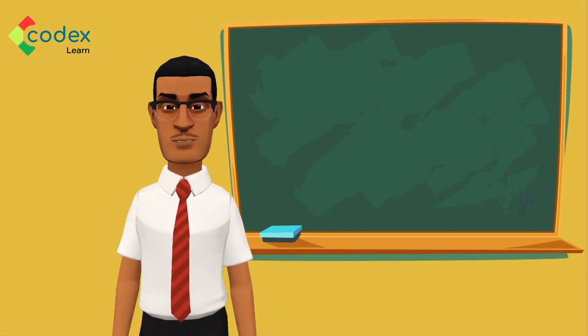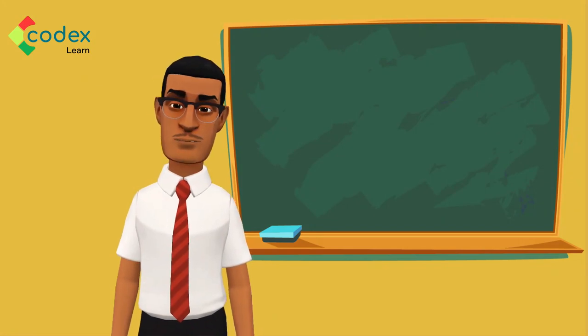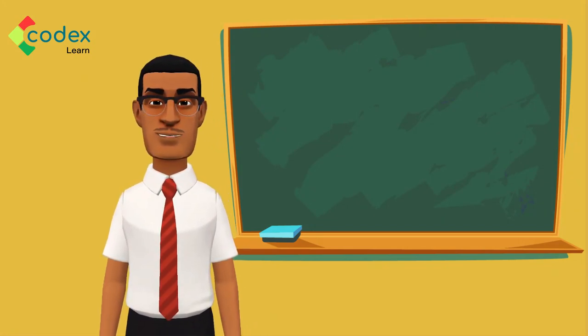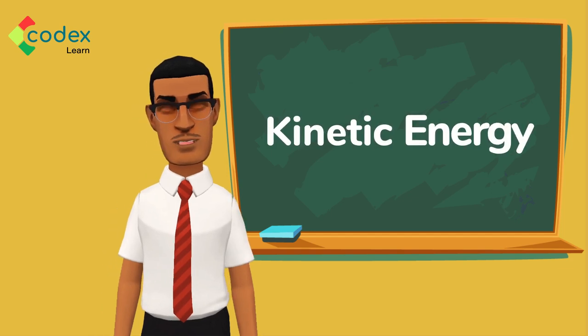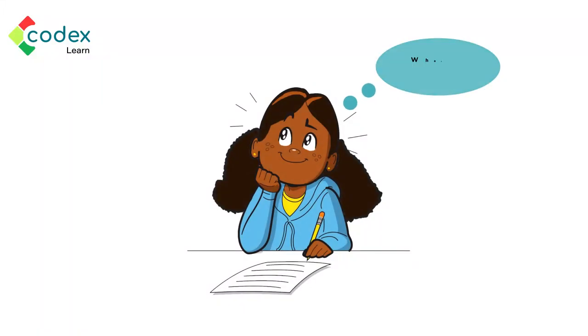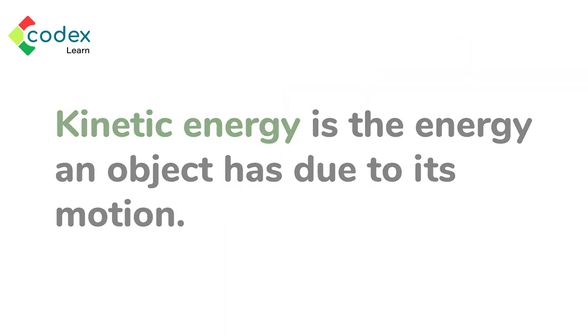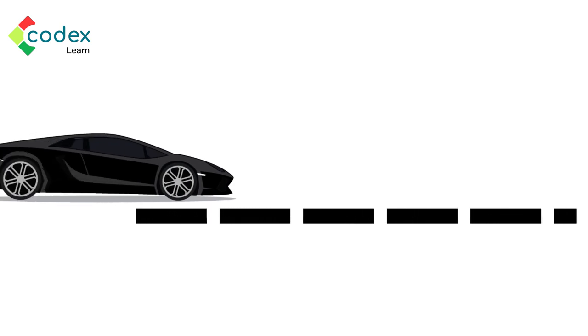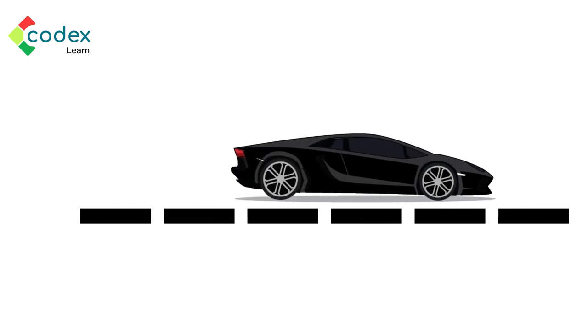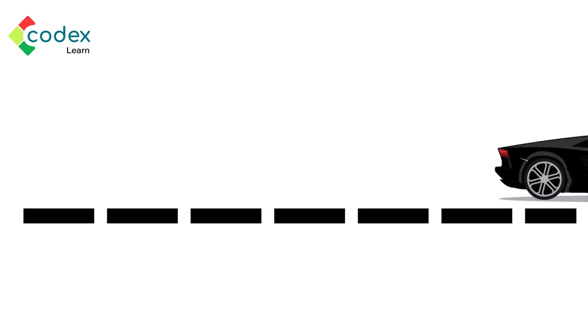In this lesson, we will learn about a form of energy that is quite important in our daily lives. It is the kinetic energy. So, what is kinetic energy? Kinetic energy is the energy an object has due to its motion. As long as an object is moving at the same velocity, it will maintain the same kinetic energy.